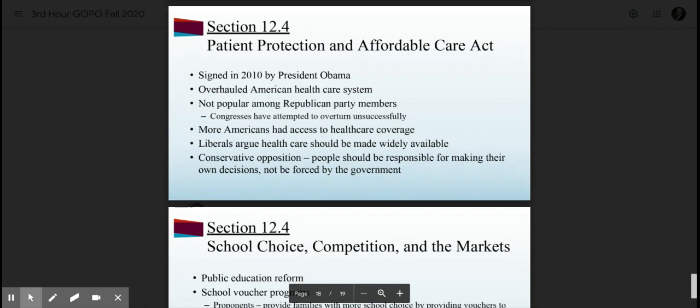Now, another thing that was done by those on the left was the Patient Protection and Affordable Care Act, also known as Obamacare. This was a major overhaul in the healthcare system, and this is what we have today. It's definitely not popular among Republicans. The Republicans have tried to not only make new laws that overturn it in Congress, but they've also taken it to the courts like dozens of times to try to get it seen as unconstitutional.